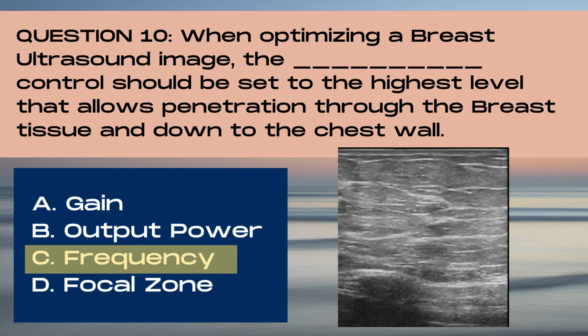The frequency control should be the first control adjusted at the start of every breast ultrasound exam. It's important to adjust this control early before further optimizing the image, because you want to ensure that you have adequate penetration throughout all of the breast tissue and down to the chest wall. If the frequency is set too low, there will be low image resolution. So it's important to use the highest frequency level that allows penetration throughout the breast tissue. This will ensure that you have proper penetration and the highest possible image resolution.